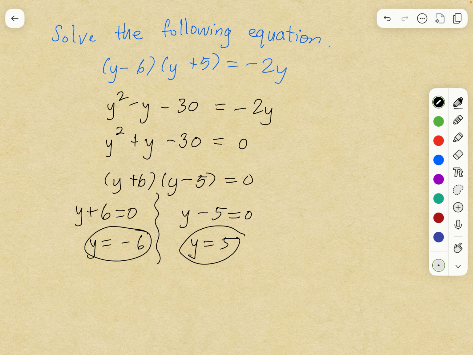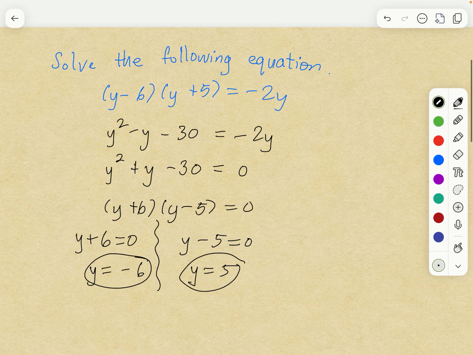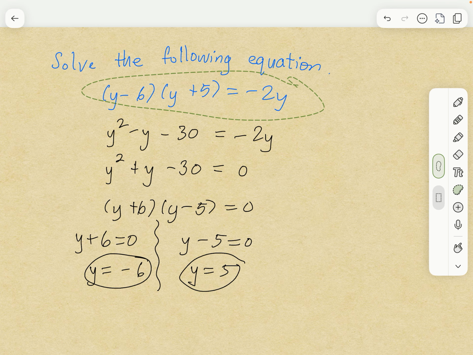So I get negative 6 and 5. So these are the two numbers that when you plug them into the original equation, it works. And you can check that it works, right? If you plug in negative 6 for y here, you're going to get negative 12 here, and then negative 1. Negative 12 and negative 1 multiply to 12, and it's equal to negative 2 times negative 6.